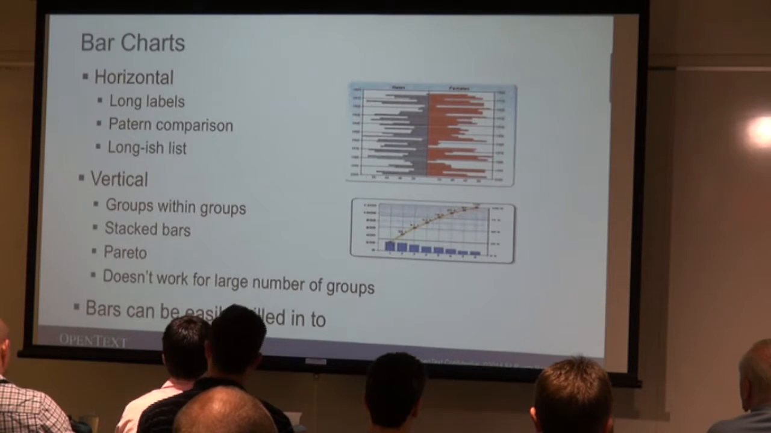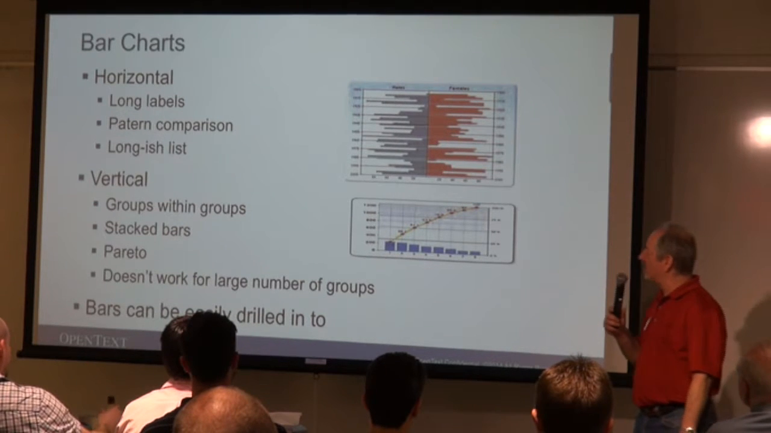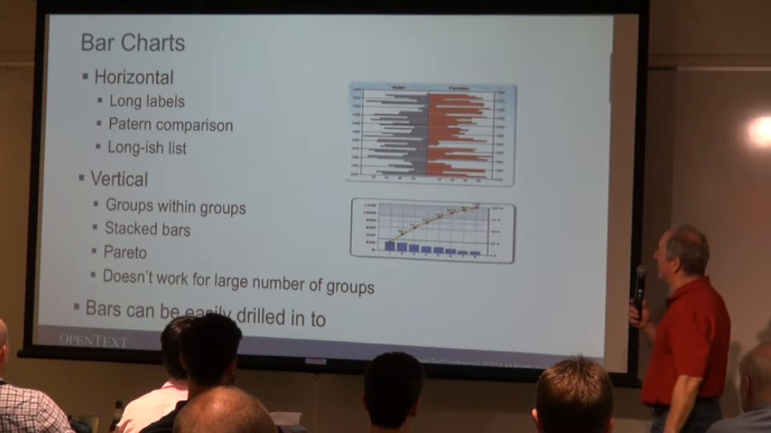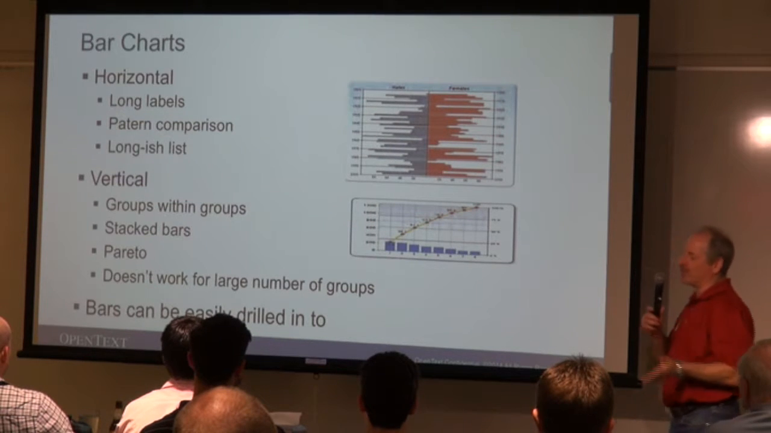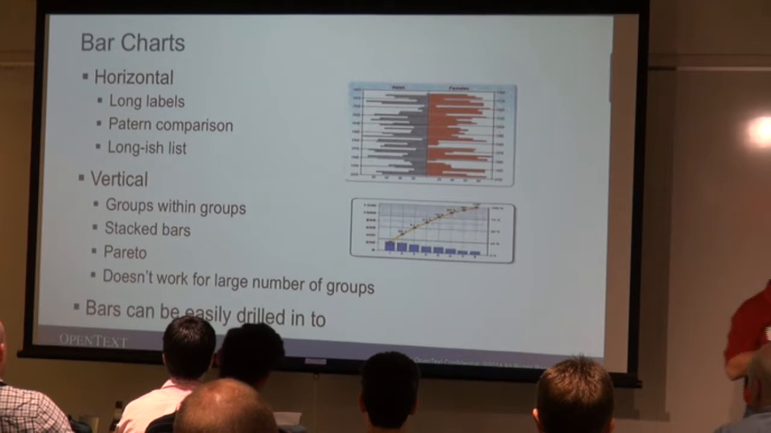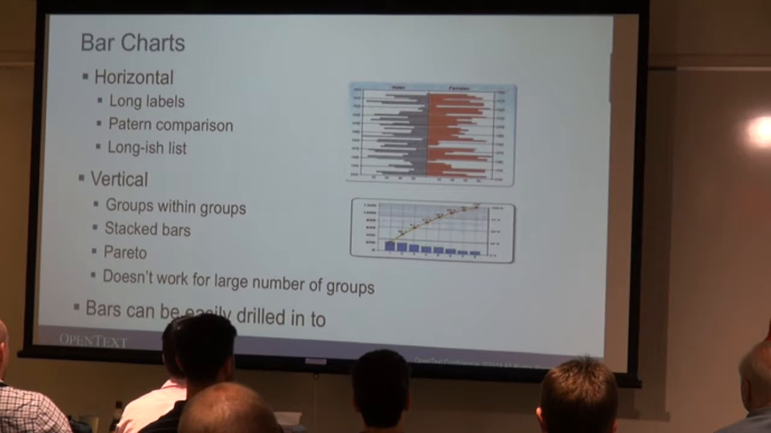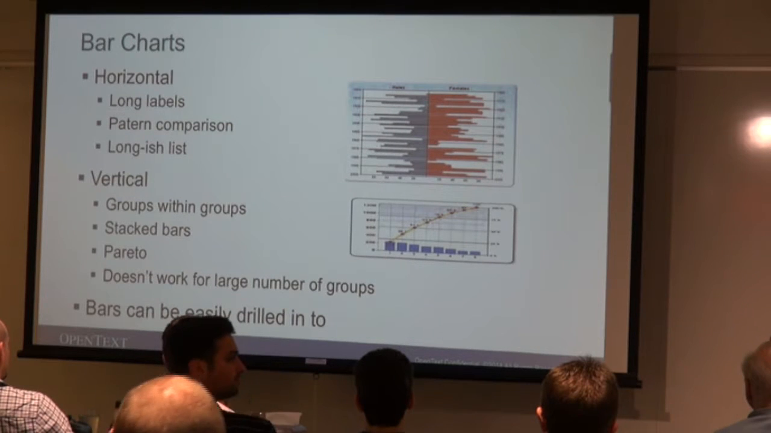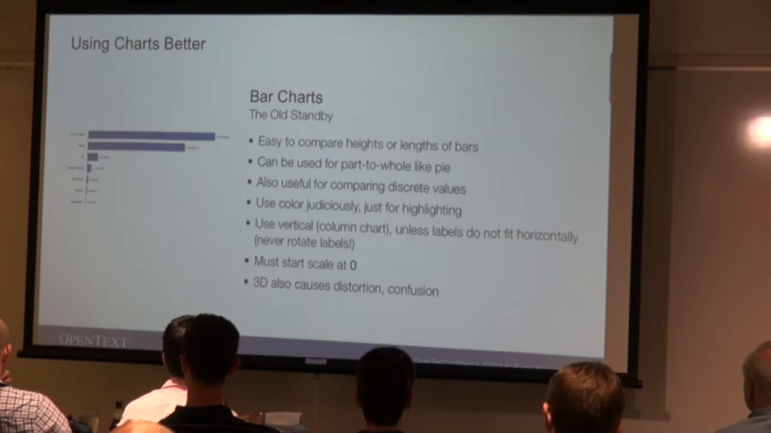So one is bar charts, obviously. I should use horizontal bar charts when there are long labels, or when there's a pattern comparison, in this case comparing two different things, longish lists. Vertical when I want to do groups within groups, stacked or multiple series, or Pareto charts. It really doesn't work with a large number of groups because there's a limit to what I can put there. And of course bars can be easily drilled into, so that makes it a very appealing type of chart.